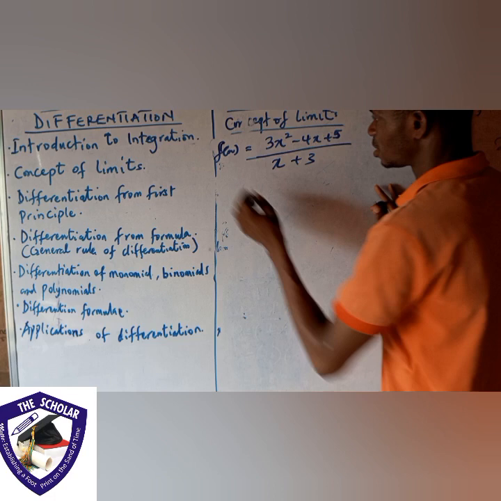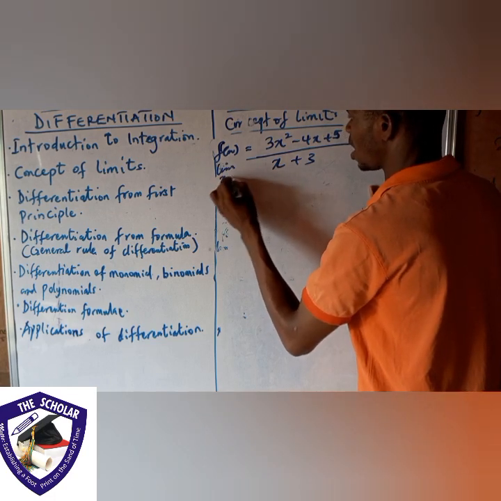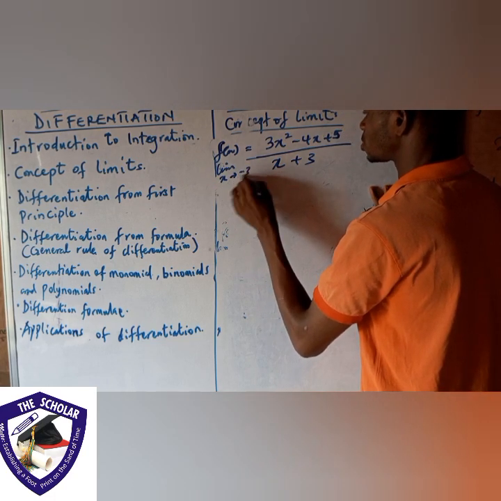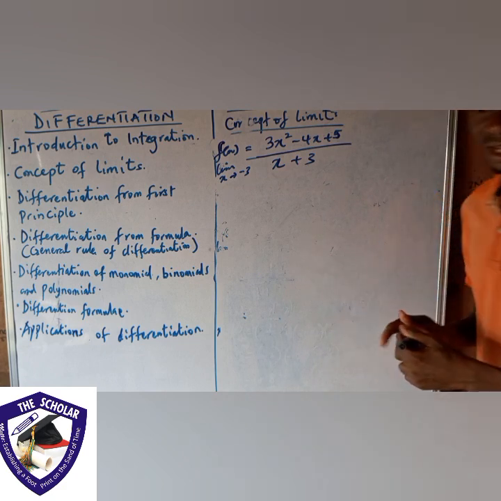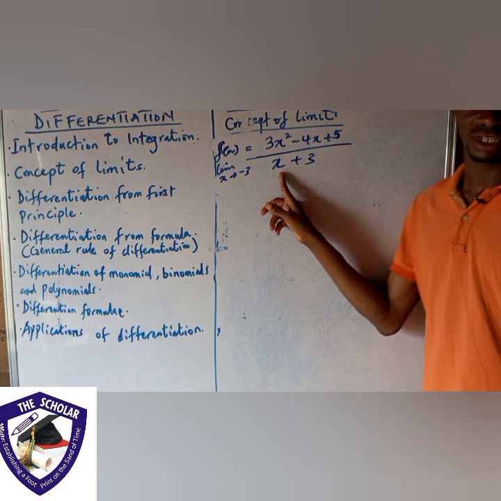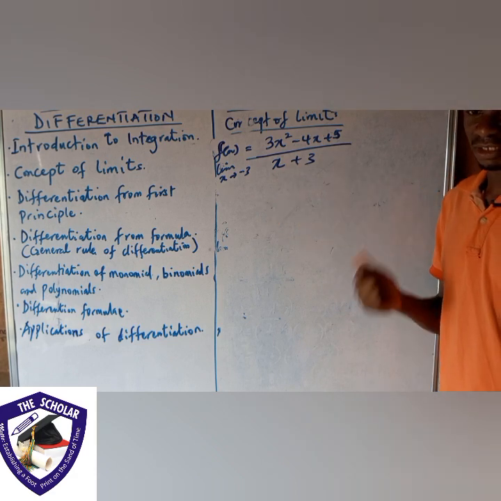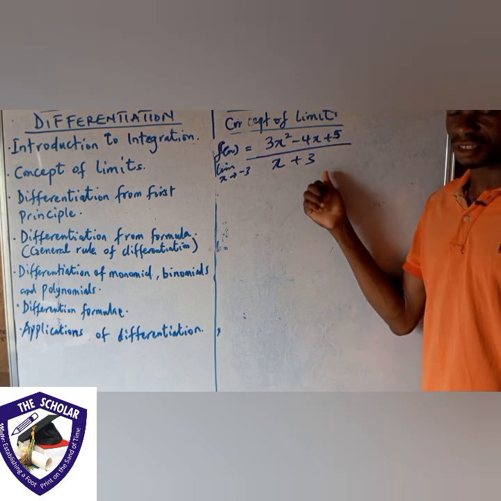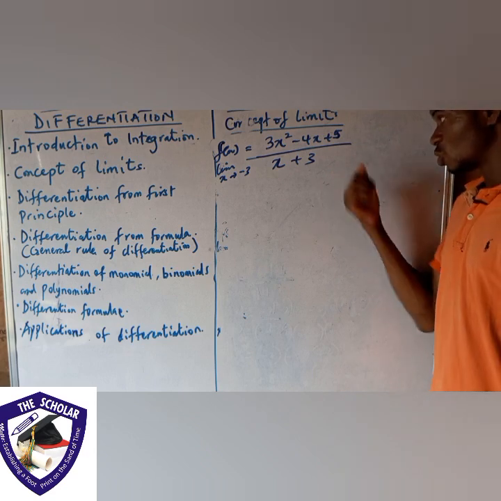x plus 3, limit x tends to minus 3. Just like I said earlier, you cannot substitute this minus 3 here, because when you put minus 3, it will be minus 3 plus 3. That will give us 0, and you are not supposed to have 0 at the denominator.